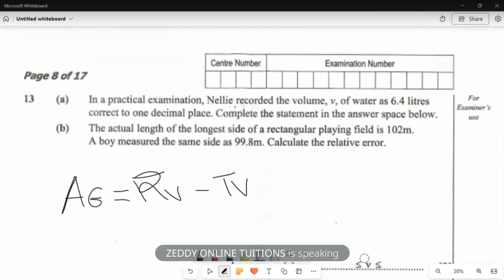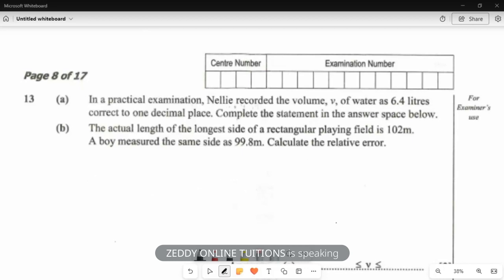So in this case, the volume of water is this V here. That V is supposed to be greater than or equal to the lower bound, and the same V is supposed to be less than or equal to the upper bound, but the V is this 6.4 here. But then how are we going to find that? That is where we go to the other method of finding the absolute error.